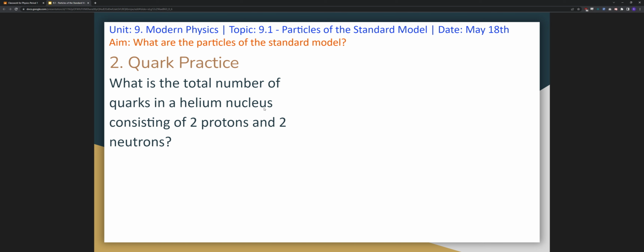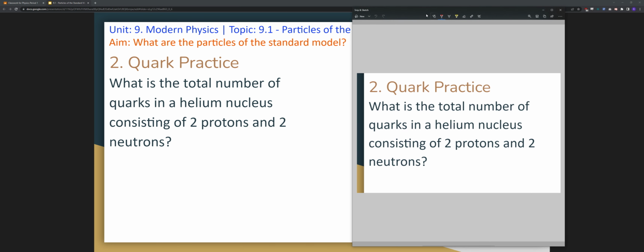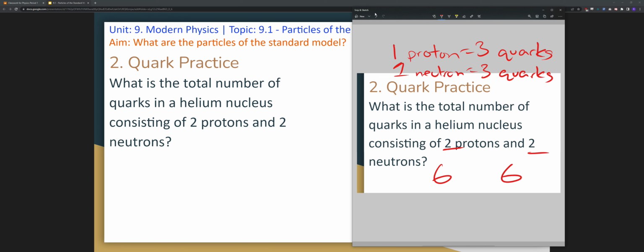So you have this practice problem here: what is the total number of quarks in a helium nucleus, consisting of two protons and two neutrons? If you know a proton has three quarks, so one proton has three quarks, and one neutron has three quarks as well. Well, if you can do the math, two protons would have six quarks, and two neutrons would also have six quarks. Then you'd have 12 quarks in total. All right, and so that's the answer.